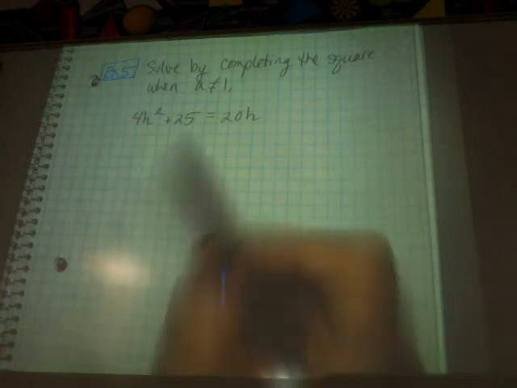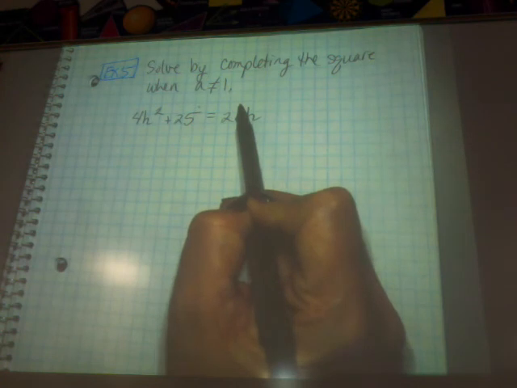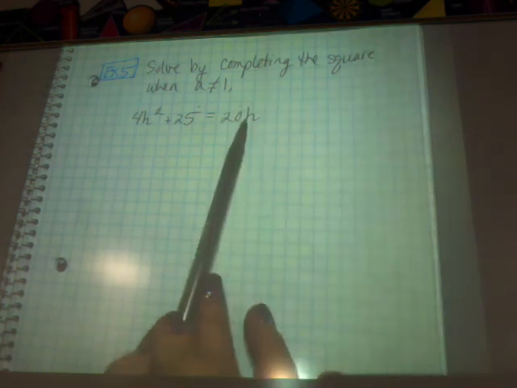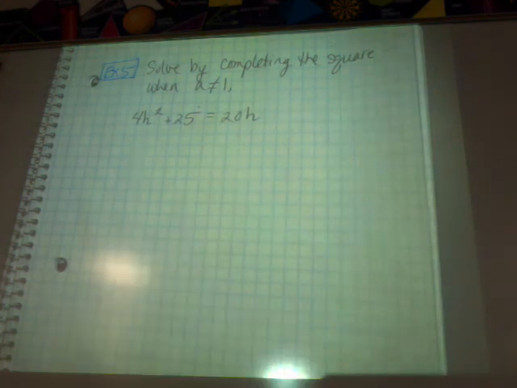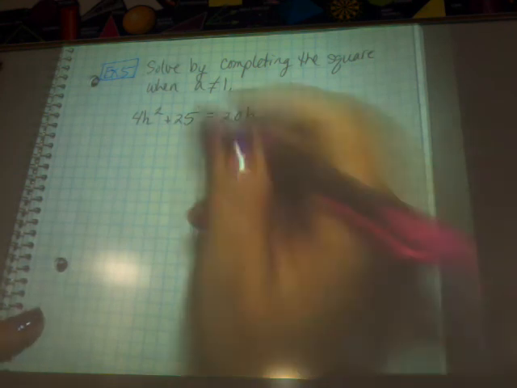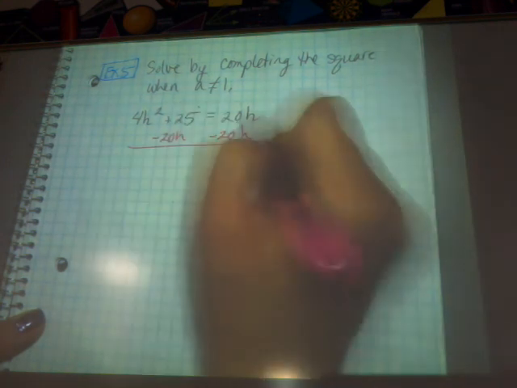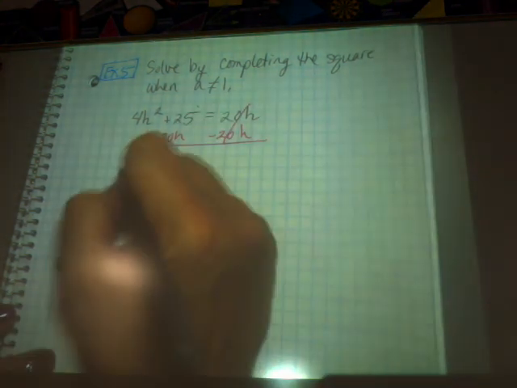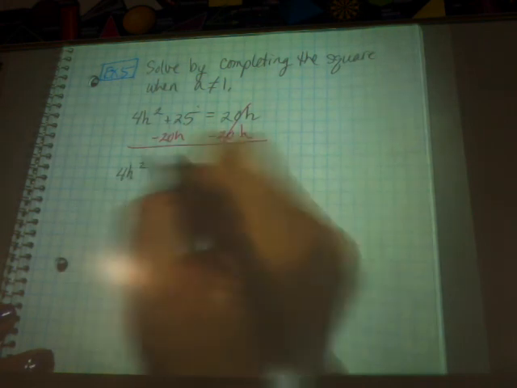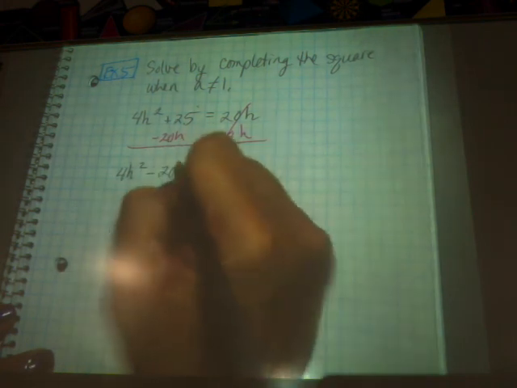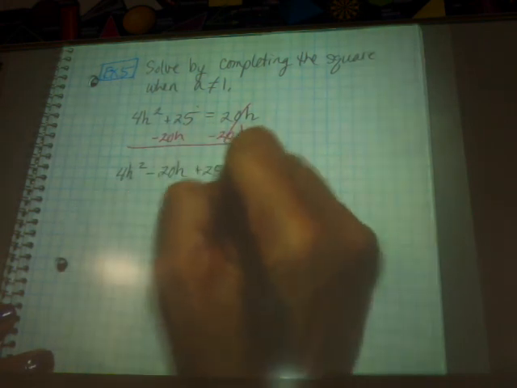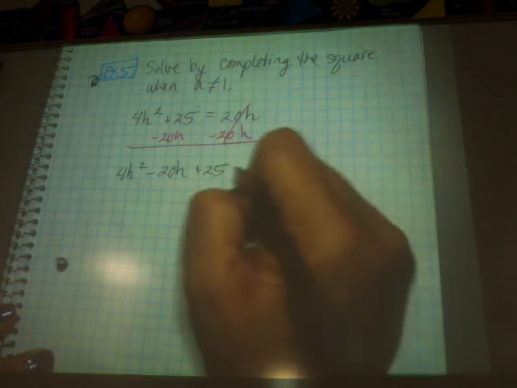Right. We have to move these two terms. So I'm going to go ahead and move the 20h to the left just to see if I have a perfect square trinomial. So we're going to subtract 20h and subtract 20h. So I end up with 4h squared, write it in descending order, minus 20h plus 25 is equal to 0.